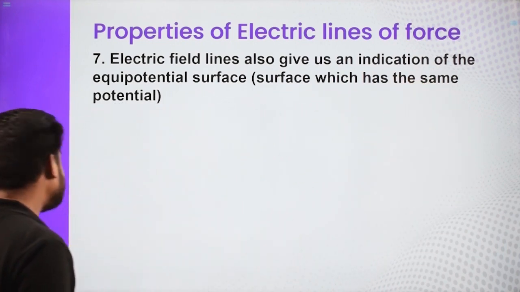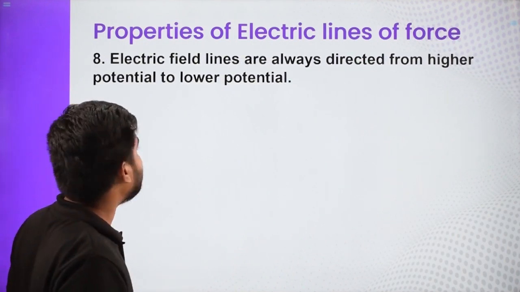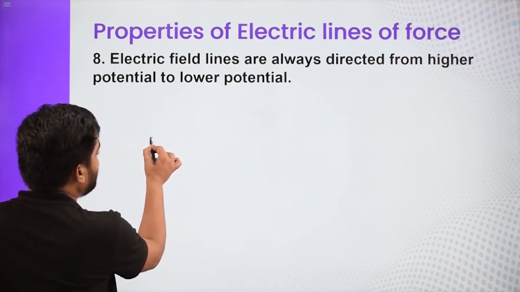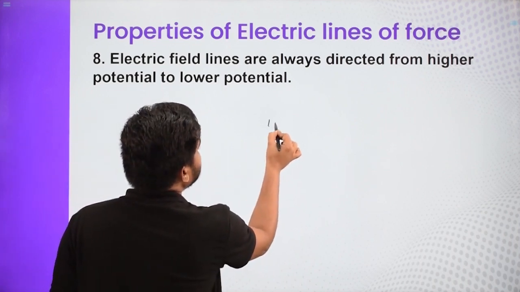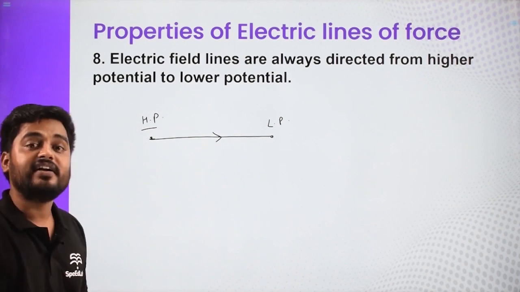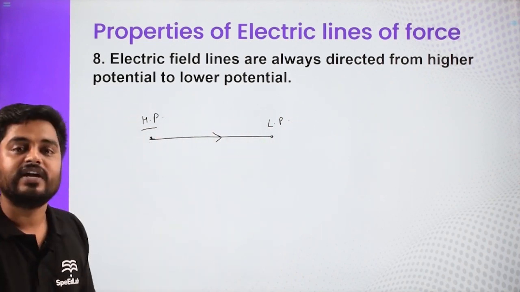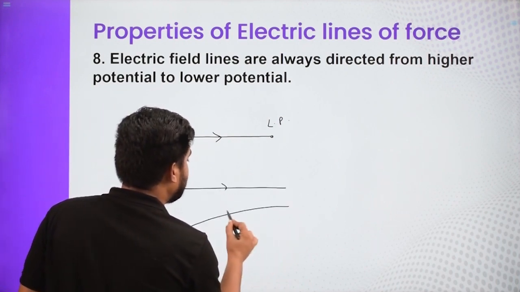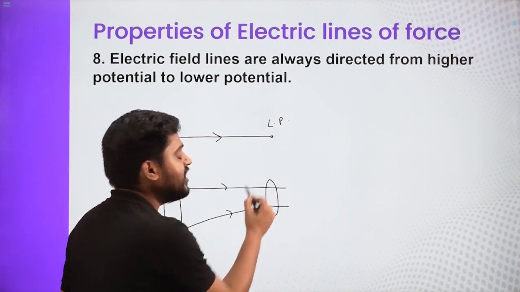So how are potential and electric field lines related? Electric field lines are always directed from higher potential to lower potential. Meaning if this point has higher potential and this point has lower potential, then the electric field lines will go in that direction. Alternatively, if we go in the direction of the electric field, then the potential decreases. So if we go along the direction of a field line, this region has higher potential and this region has lower potential.